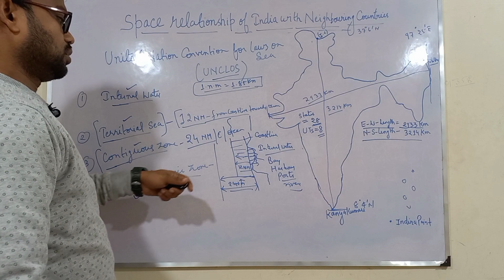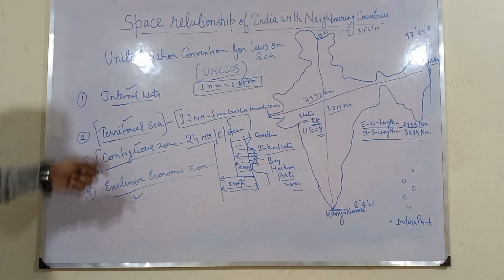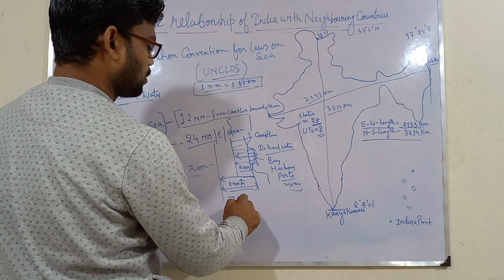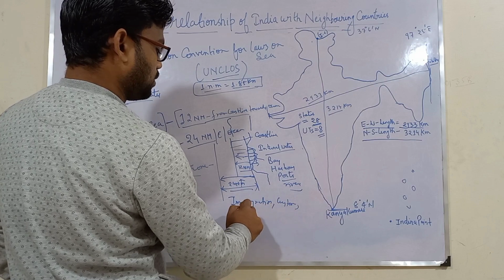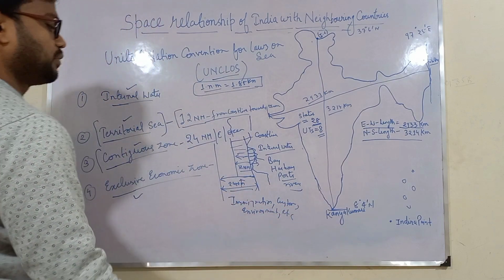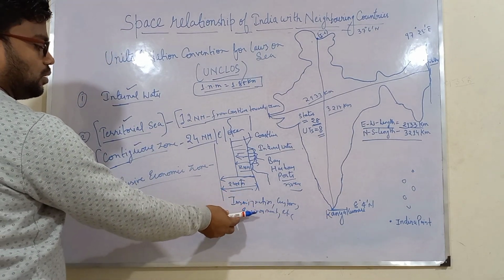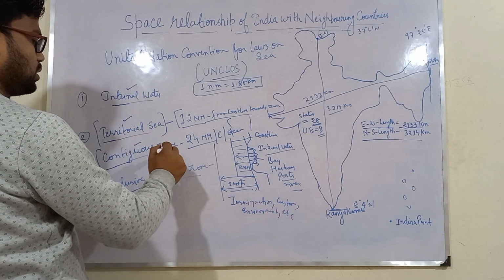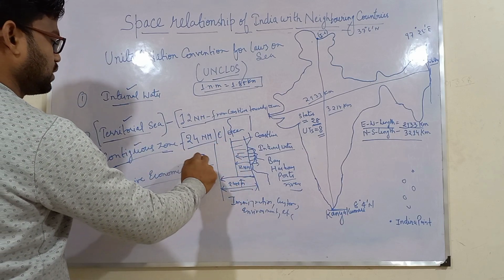In the contiguous zone, the coastal state doesn't have sovereign rights as it has in the territorial sea or internal waters, but it has special rights with respect to immigration, customs, environment, etc. Immigration, customs, environment, and several other laws framed by a country. Over these few topics, the country enjoys rights in the contiguous zone, 24 nautical miles from the baseline. Next we have the exclusive economic zone.